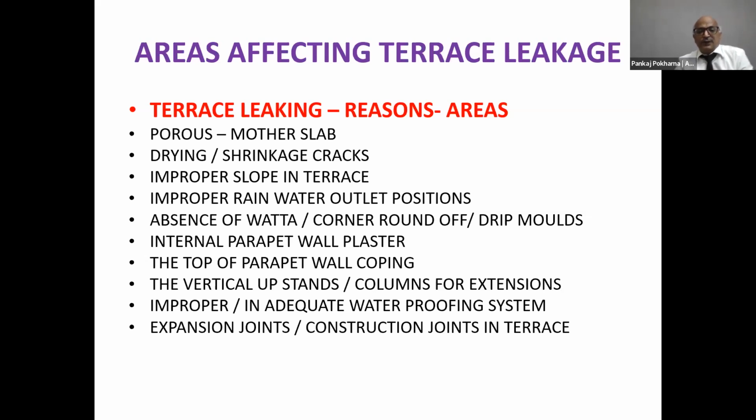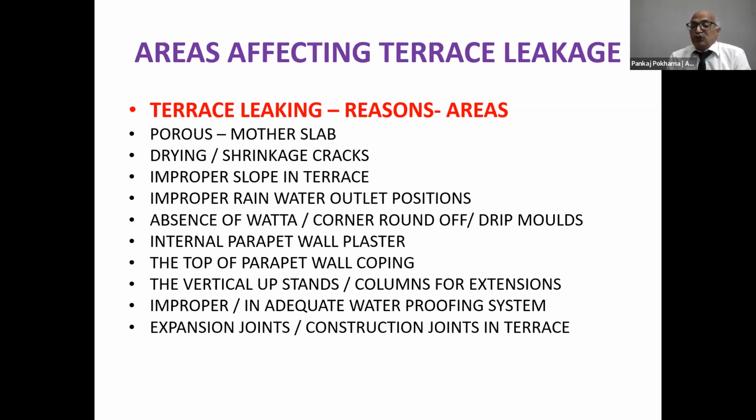Then the vertical upstands. There are many vertical upstands which you can find on terraces nowadays, used for erecting antennas, towers, and other installations like solar panels. If the openings made on the terrace are not properly sealed, they also lead to leakages. Then there is an improper or inadequate waterproofing system, where the terrace was not waterproofed properly earlier, and it may leak in the monsoons.